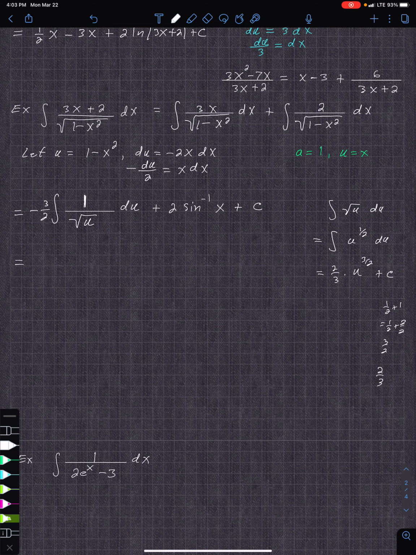So this ends up being, my integral is wrong there. This ends up being, oh no, that was negative. Okay, let's try that again. That was negative.